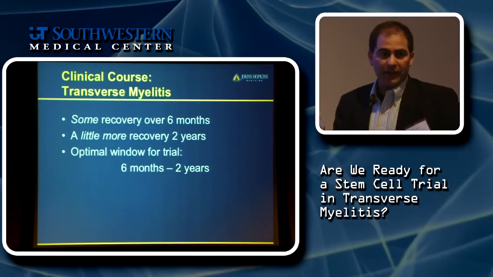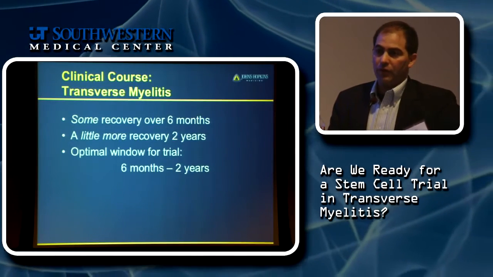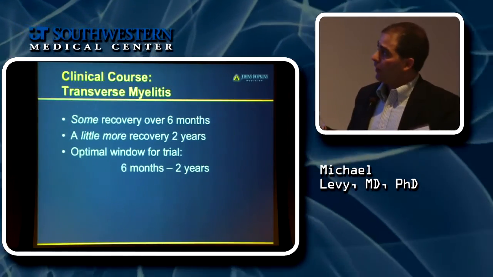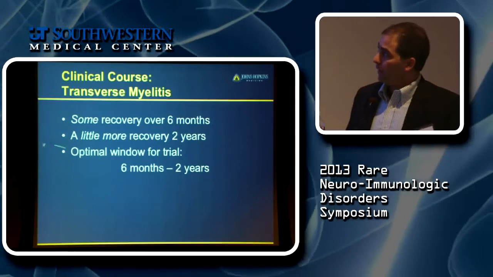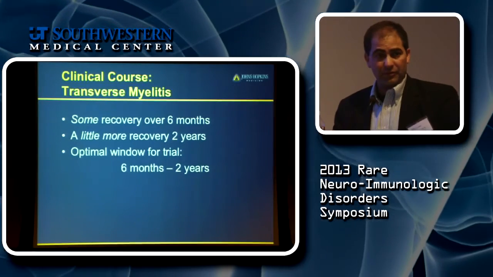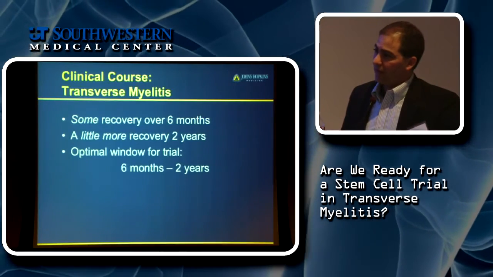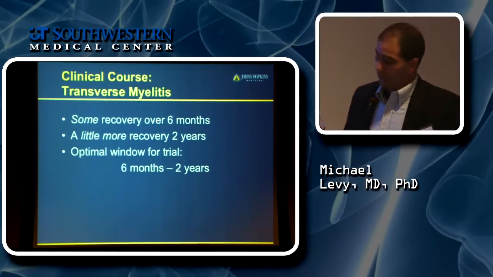Does this mean that if you've had transverse myelitis for 5 years, you wouldn't benefit from that? That's not what we're saying. What we're saying is for a trial where we really want to see the best results so that we can be confident the stem cells are doing something, we want to try to see the best outcome. And we think the best outcome would be in this time period.